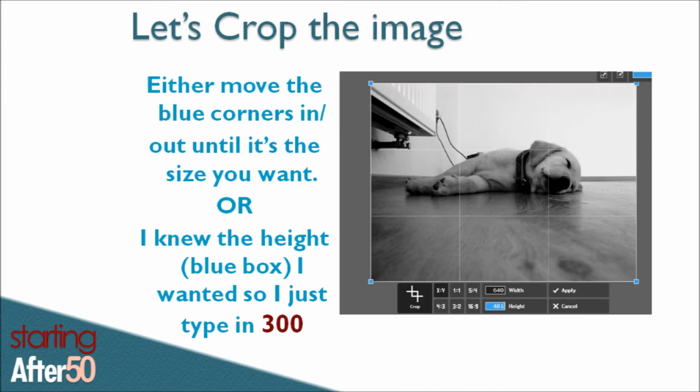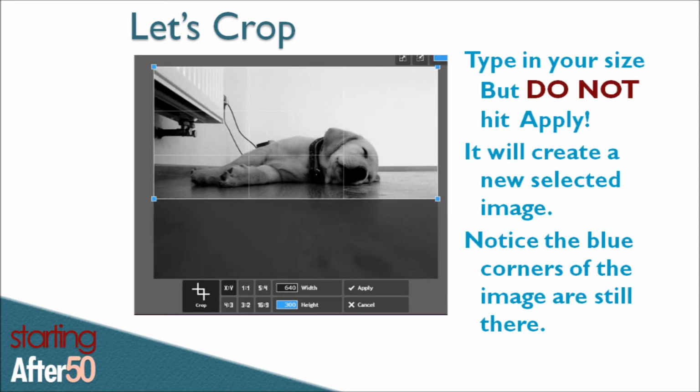Click on crop and you'll notice small blue boxes on each corner of your image. By clicking on those boxes, you can alter the size of your image. I decided to make my image 300 pixels high and I left it the same width. Once you have the size of the image that you want, and I wanted an image 300, I typed that in, then I could choose which 300 pixels I wanted.